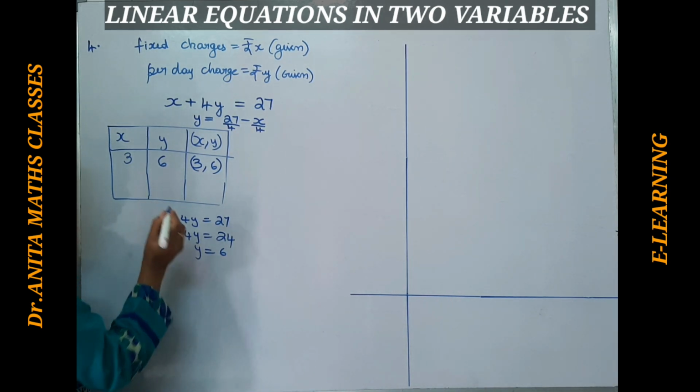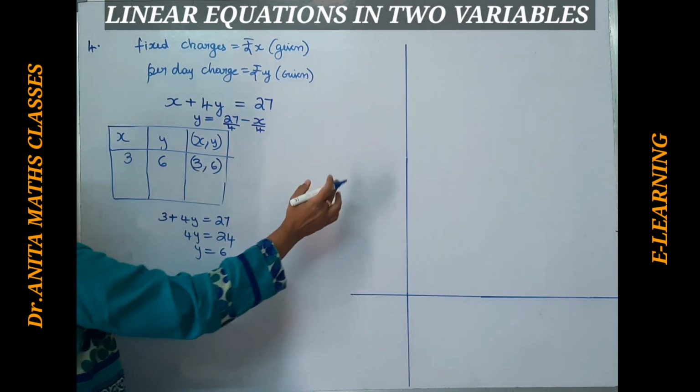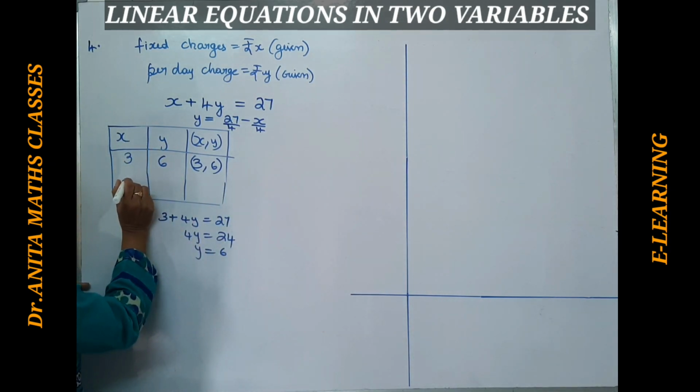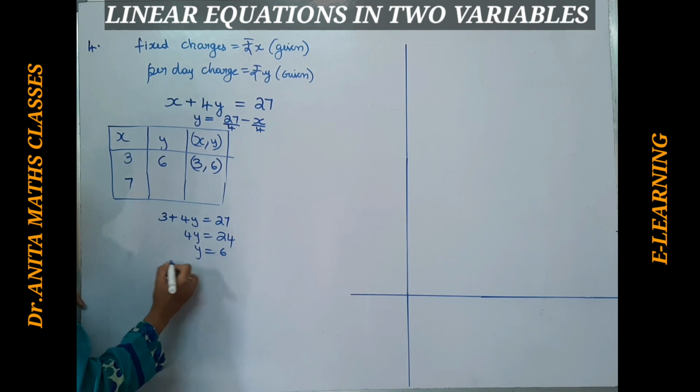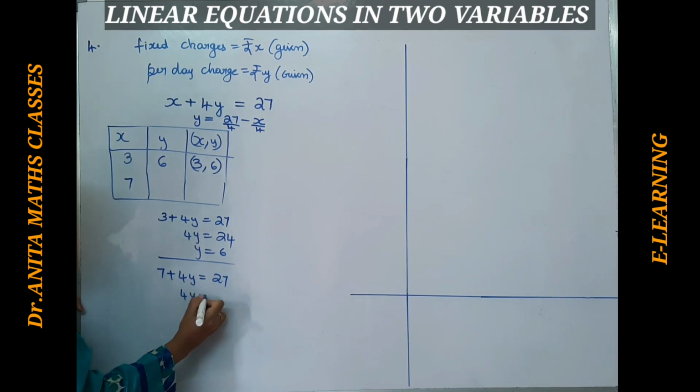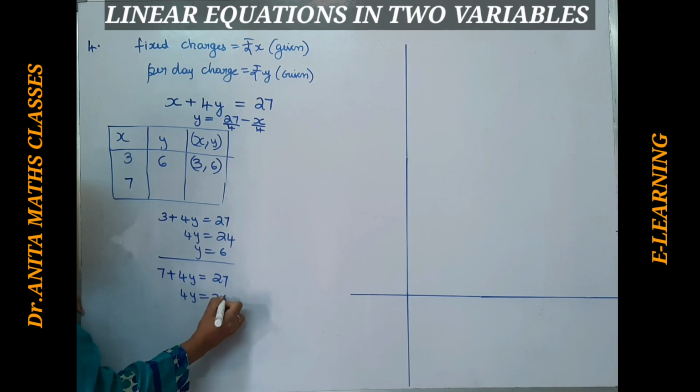4, 5, 6, 7. Anything you can take. You can also take bigger values, but to plot the graph, let us take smaller values. Let me take 7. Here when X is 7, 7 plus 4Y equal to 27. So 4Y equal to 27 minus 7, which is 20. Here Y is equal to 5.